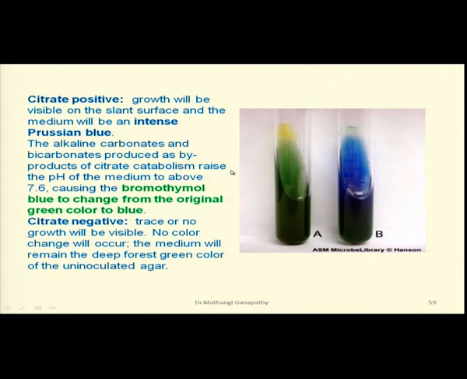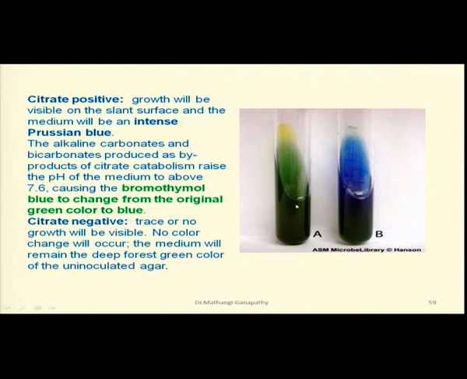This picture shows how the color changes because of the utilization of citrate. On citrate positive, on this slant you will see the growth and it will change into an intense Prussian blue. The alkaline carbonates and the bicarbonates produced as byproducts of the citrate metabolism will raise the pH to above 7.6, and this increase in the pH will cause the bromothymol blue to change from the original. This green is the original color of the medium, and it is onto this original green medium that you are inoculating the microorganism.